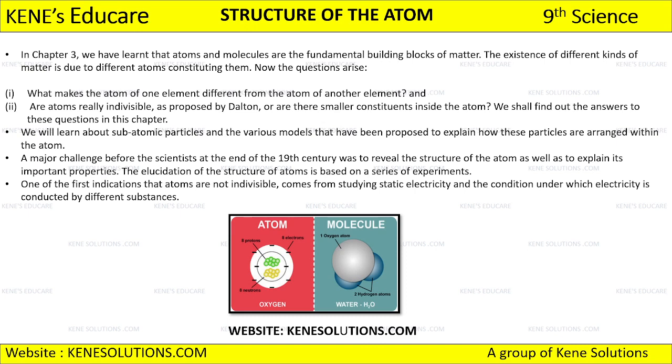Now the question is, what makes the atom of one element different from the atom of another element? This is one of the questions. The second question that we have is, are atoms really indivisible as proposed by Dalton, or are there smaller constituents inside the atom? What do you think here? Dalton's atomic theory is also present, right?